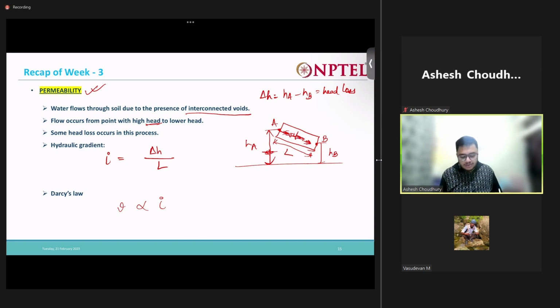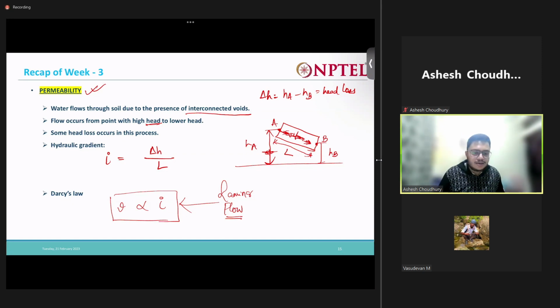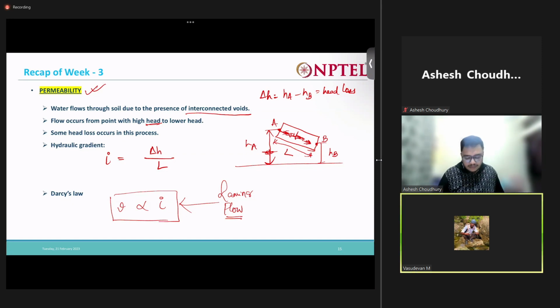Now the main thing to note here is that this relation is only valid for laminar flow, that is, when the flow is laminar. Can you tell me what is meant by laminar flow, if you have any idea? Laminar flow, I think the flow will be less, medium. Not a high level flow of water.